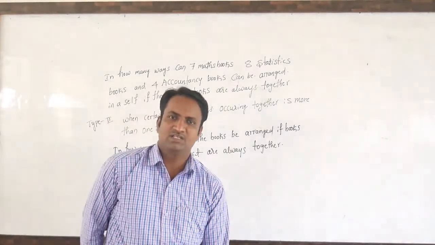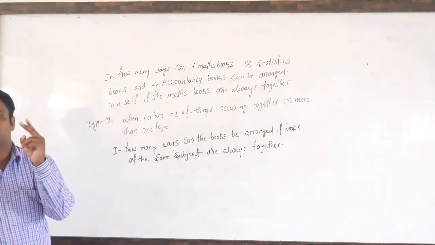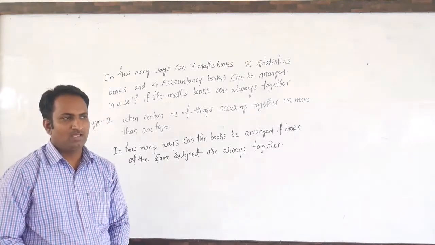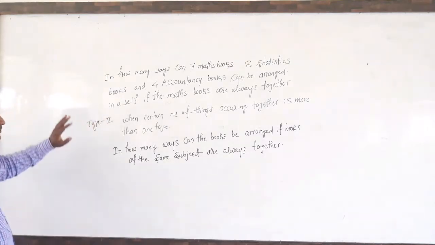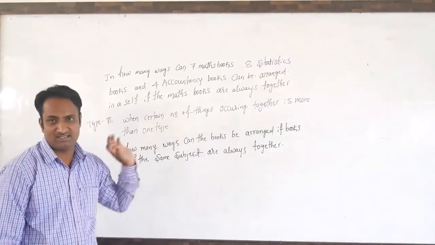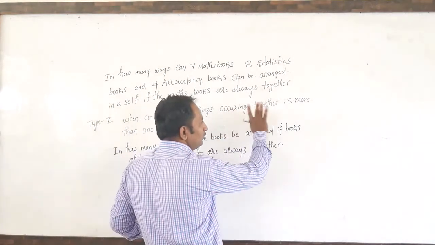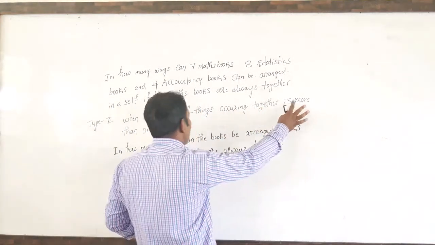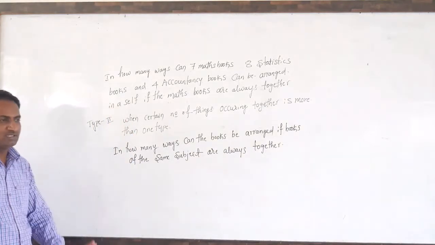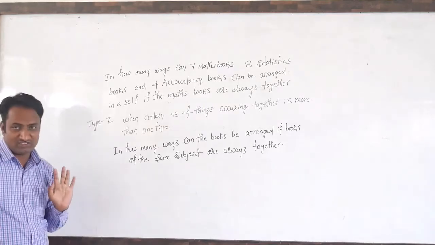In previous classes we discussed the very important concept of the various types of permutation. Here, type 1 problems we can choose. In this concept, type 2 is when a certain number of things occurring together is more than one type. Here permutation means arrangement, combination means selection.